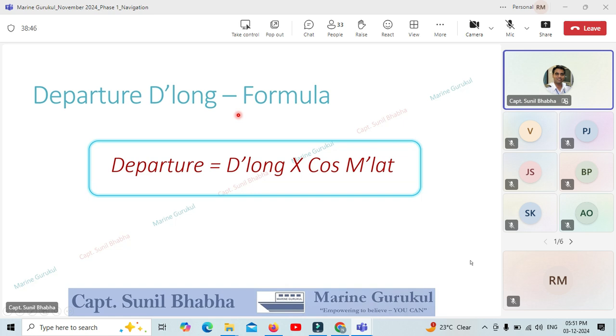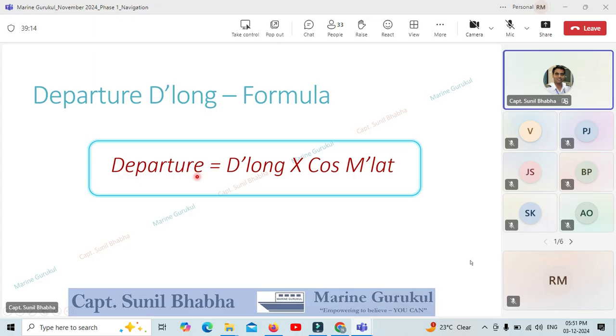Now, how to get the departure? Departure is obtained from the parallel sailing formula, which is departure equals D-long times cos of M-lat, where M-lat is the mean latitude. So whenever you want to show the east-west distance on our plot, we will calculate the departure and then use it to show that particular distance on our plot.